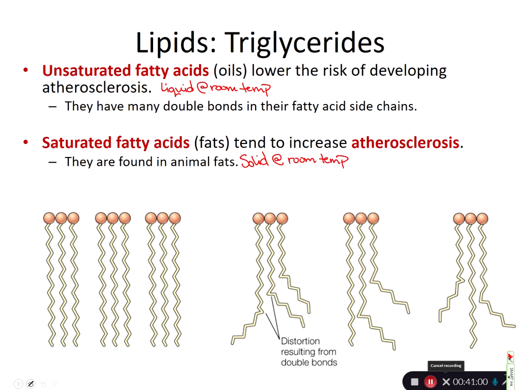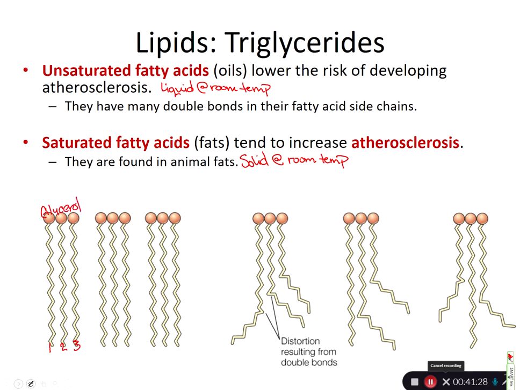So if we look at this picture, each one of these is a triglyceride. So these yellow molecules here, these are our fatty acids. So you can see there's 3 fatty acids, and they're bound to a glycerol backbone. Triglyceride, 3 fatty acids, and a glycerol backbone. So I'll write that on here. So 1, 2, 3, and here's my glycerol backbone.